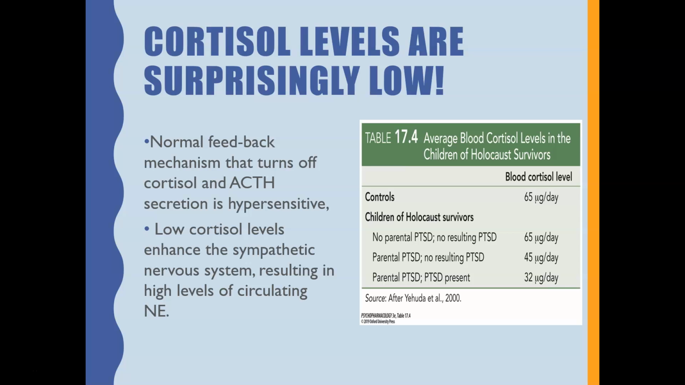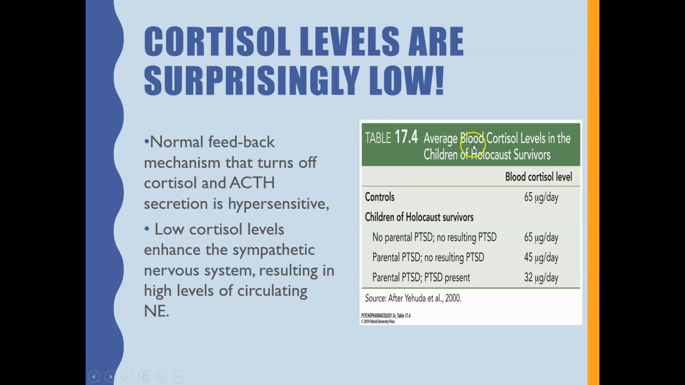One of the things that we find is that the normal feedback mechanism that turns off cortisol and adrenocorticotropin releasing hormone, or ACTH, that secretion is actually hypersensitive, and because of that, cortisol gets turned off very, very early rather than at normal levels. And so for a lot of people, low cortisol levels end up enhancing the sympathetic nervous system. Despite the fact that people with PTSD have low levels of cortisol, they actually have very, very high levels of circulating norepinephrine. So their sympathetic nervous system is constantly going, but because their feedback loop is hypersensitive and shuts off early, this norepinephrine never really seems to shut off.